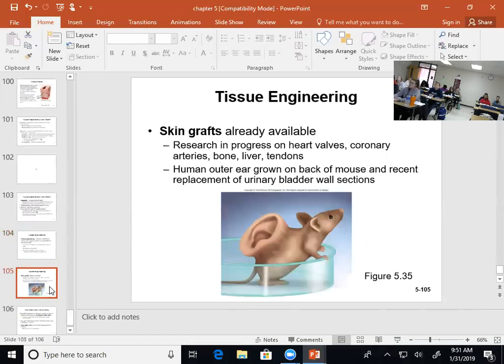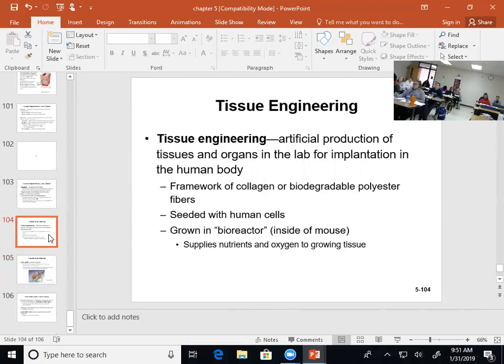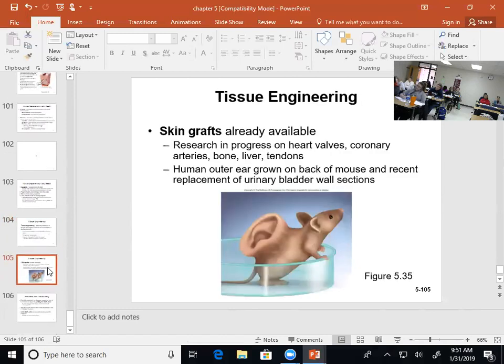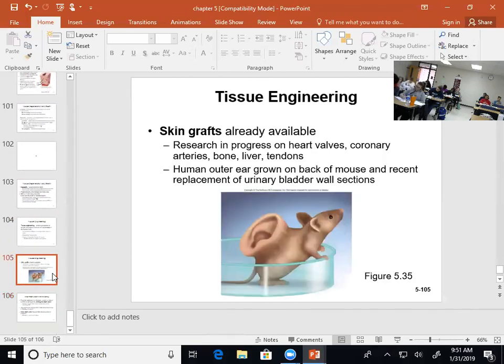So the only other thing I want to talk to you about in this chapter: do we sometimes have to get skin grafts? Yes, we do. When skin grafts are happening, there are lots of techniques that we're using now to try to make skin patches for skin grafts. Has anybody ever known anybody with serious burns or serious loss of tissue?